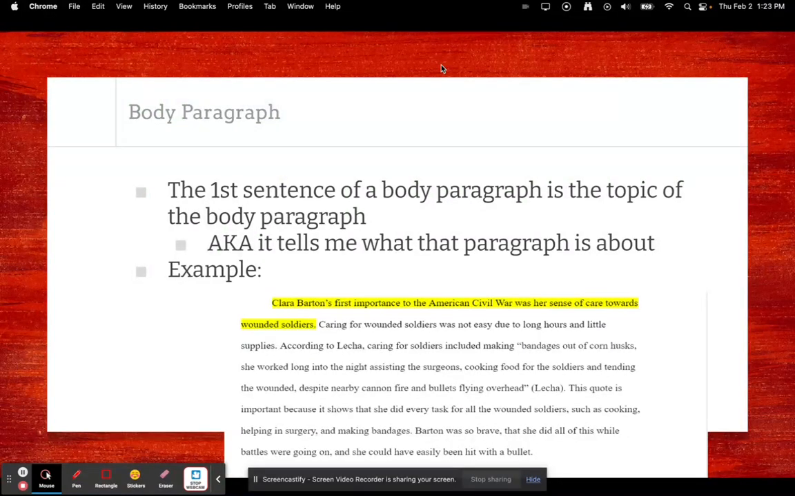In the body paragraph, the first sentence is the topic of the body paragraph, aka it is telling me what that paragraph is about. My example, and I know we're going to go back to Clara Barton, says: Clara Barton's first importance in the American Civil War was her sense of care towards wounded soldiers. That sentence tells me exactly what the rest of this paragraph is going to be, which is her care towards wounded soldiers. You're going to do the same thing, except with the Black Plague.